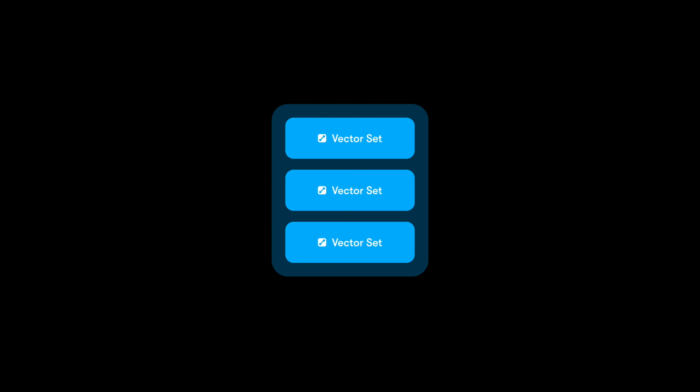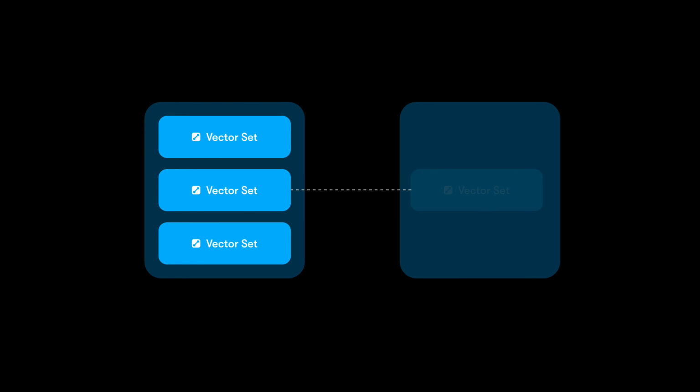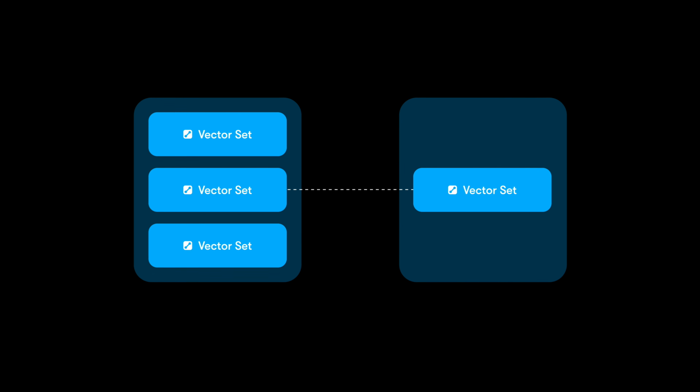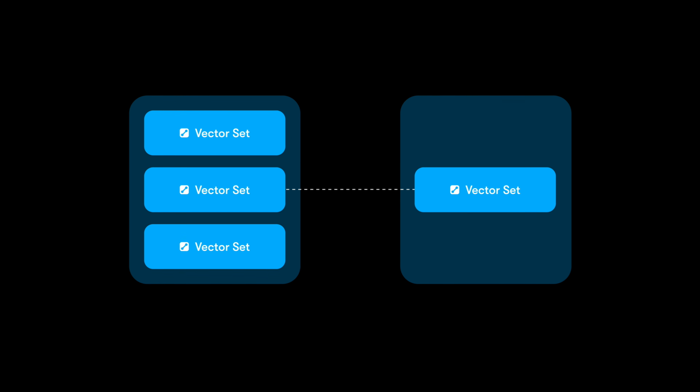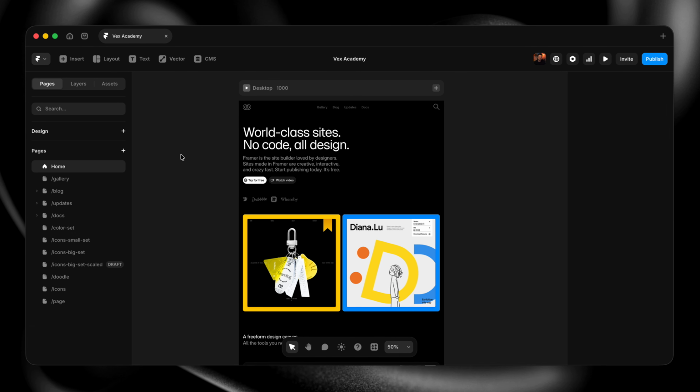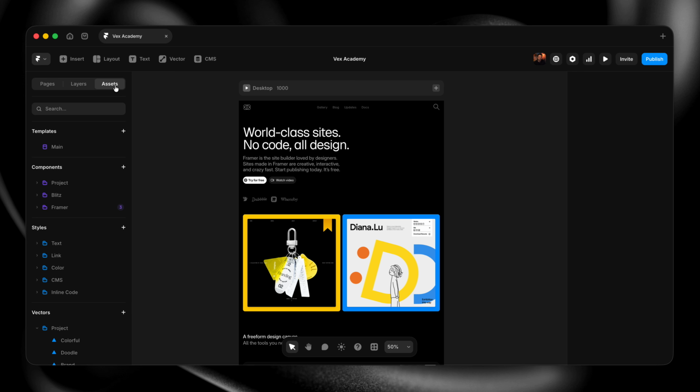Sharing a vector set isn't just a convenient thing. It's how we keep our icon systems consistent as we move across projects. This allows us to pull the same set into new projects instantly without re-importing SVGs or ending up with multiple almost the same versions of a vector set. And as we've learned throughout this course, vector sets live in the Assets panel. So to share one to a new project, we'll start there.